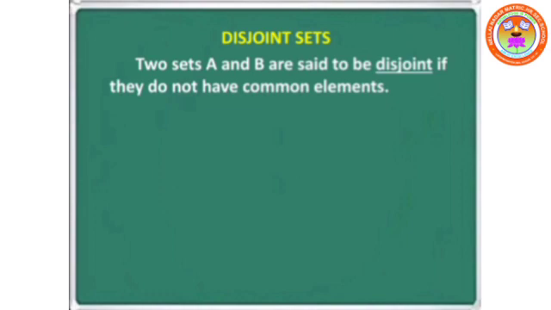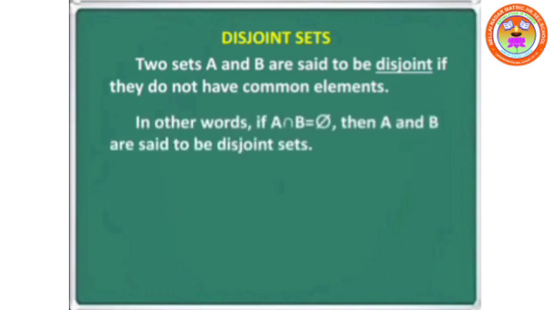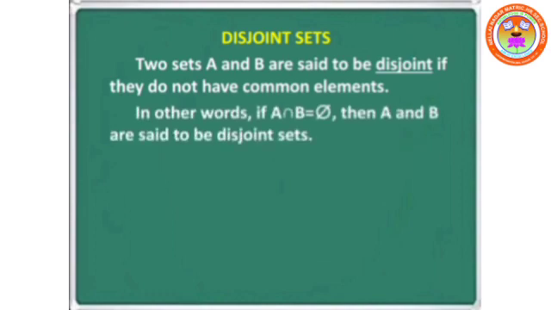Next one, disjoint sets. By the name itself, we can say two sets are disjoint. Two sets A and B are said to be disjoint if they do not have common elements. In other words, if A intersection B is equal to empty, there is no common element, then A and B are said to be disjoint sets.